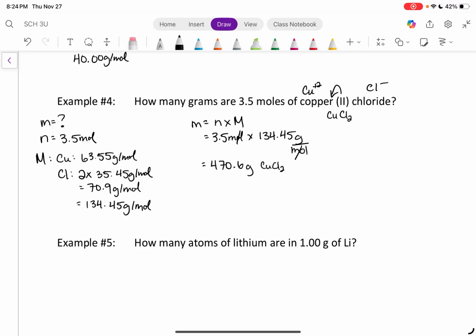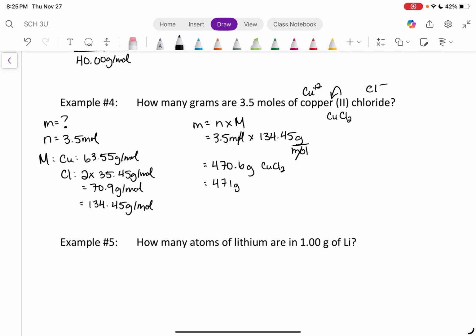So our lowest number of sig figs that we were multiplying with was 2. So we would round this to 400. So we have 471 grams of CuCl2. That brings us to 3 sig figs. So we would express this as 470 grams of CuCl2 with the right number of sig figs.